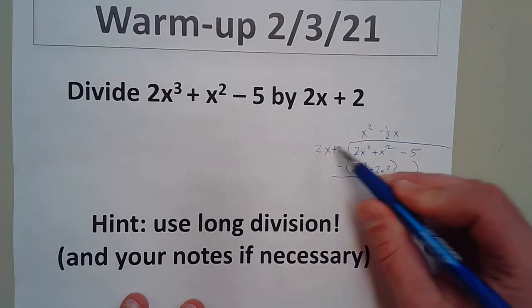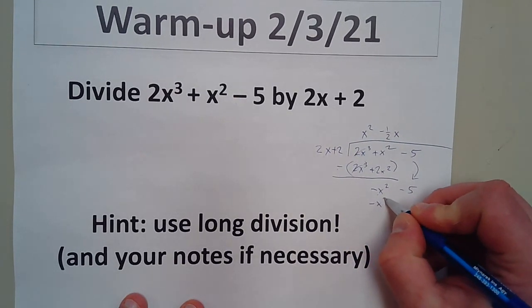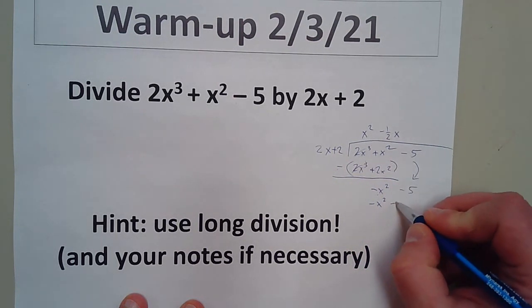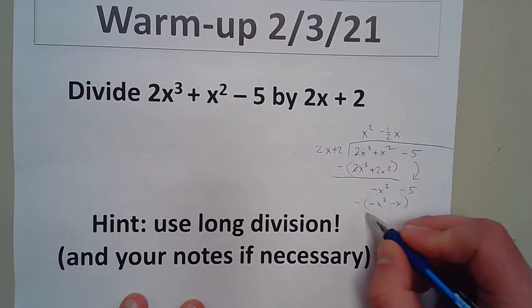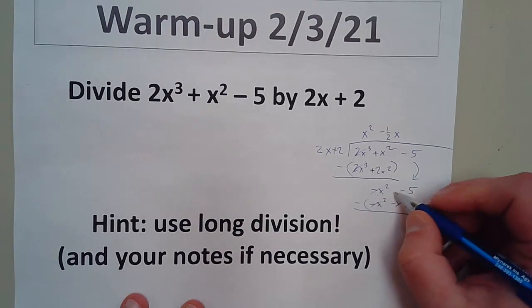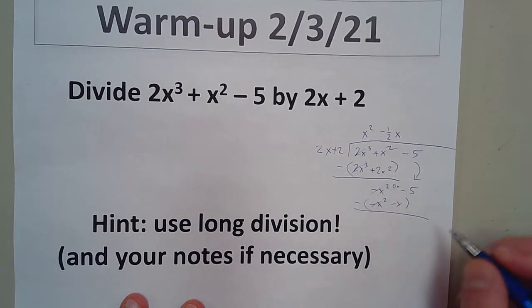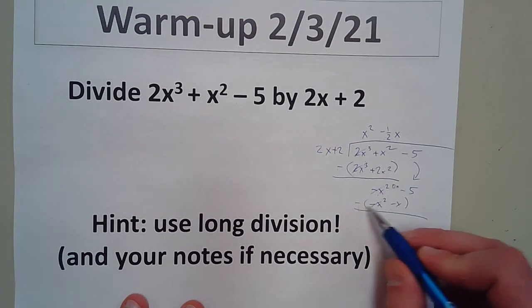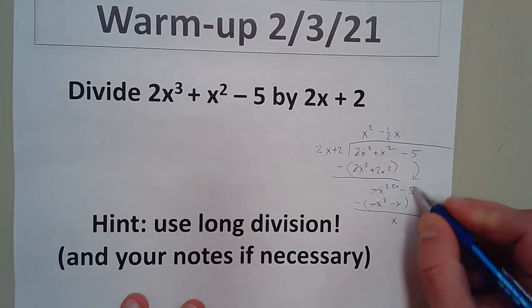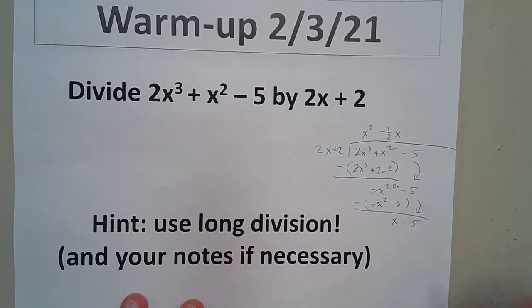All right, so when we multiply that, we're going to get a minus x squared, and then 2 times a half would be a minus x. And we're going to subtract. So again, those will be opposites of each other. Now, there's no x here, so let's treat this like a 0x. So it's like you have 0x minus a negative x. So 0x plus x is just x. And the minus 5 comes down again.